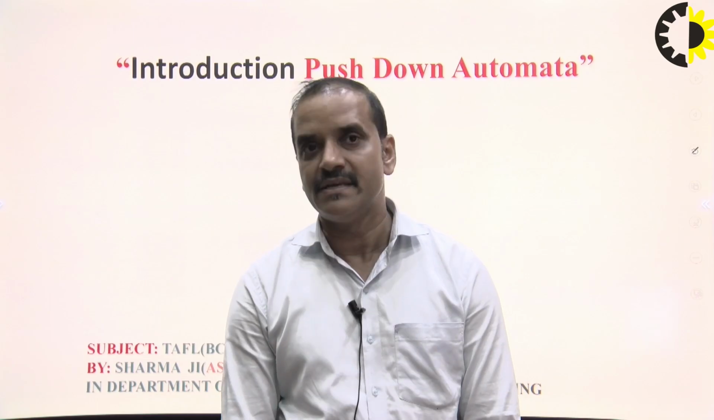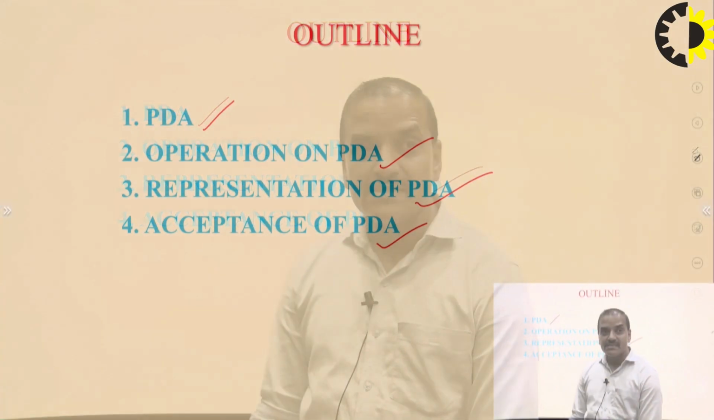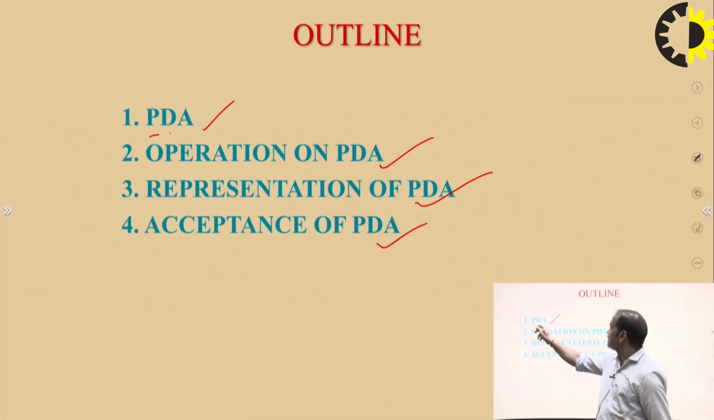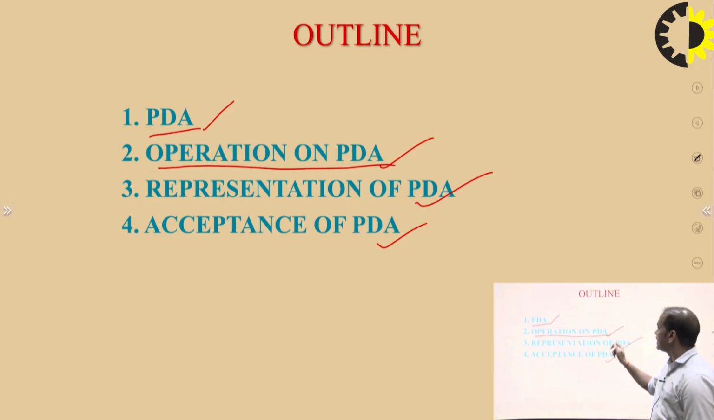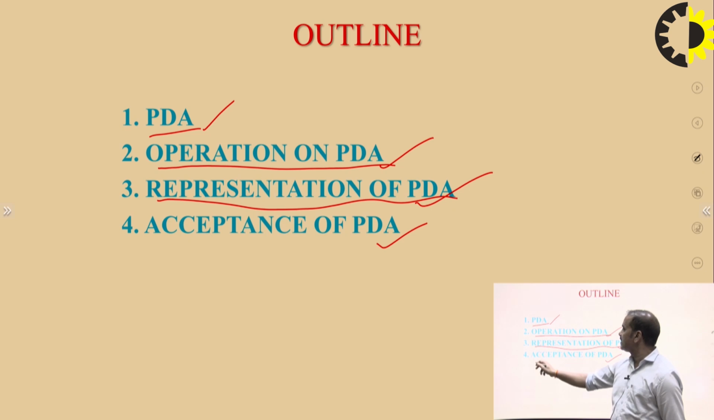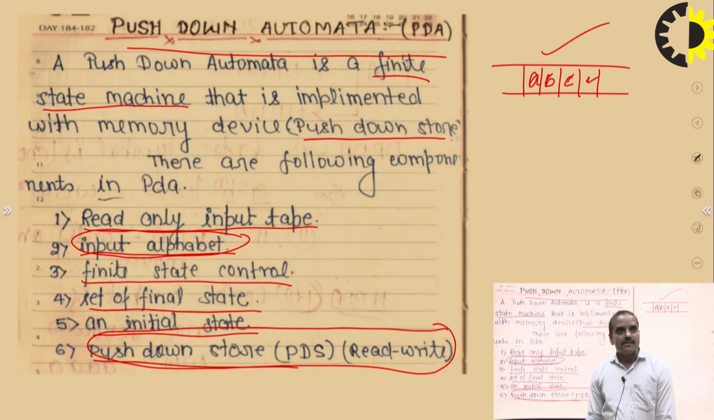We have discussed here. This is the outline. That means this is the topic which is discussed here. The first one is PDA. Second one is operation on PDA, third one is the representation of PDA, and fourth one is acceptance of PDA. This is the definition of push-down automata.